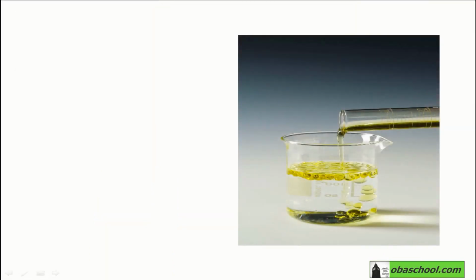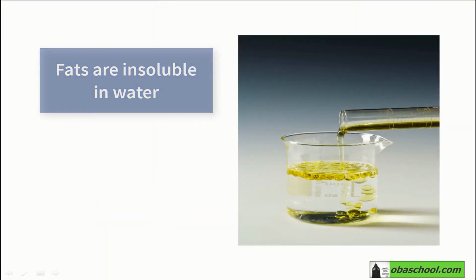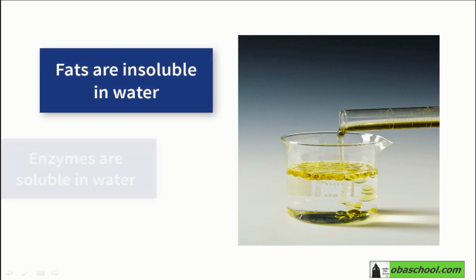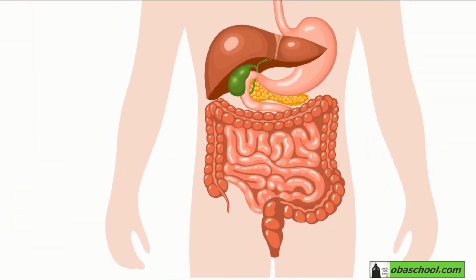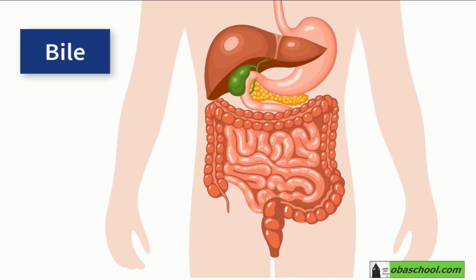As we all know, fats are insoluble in water, and enzymes are soluble in water. So how will lipase access the lipids? This happens through the help of the bile. Bile is made in the liver and stored in the gallbladder, and when needed, it is secreted into the small intestine through the bile duct. Bile has two roles.